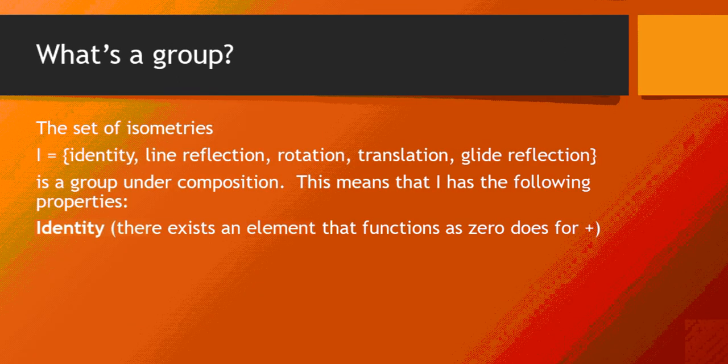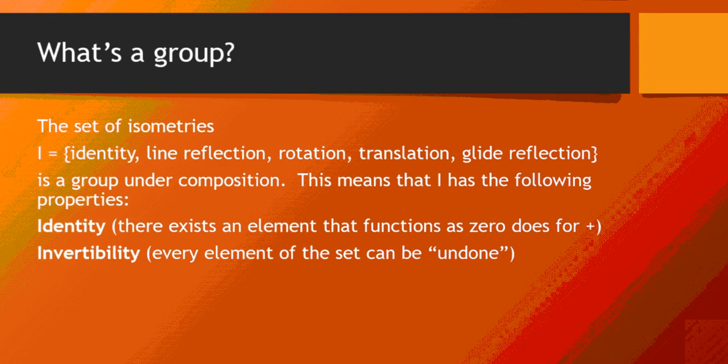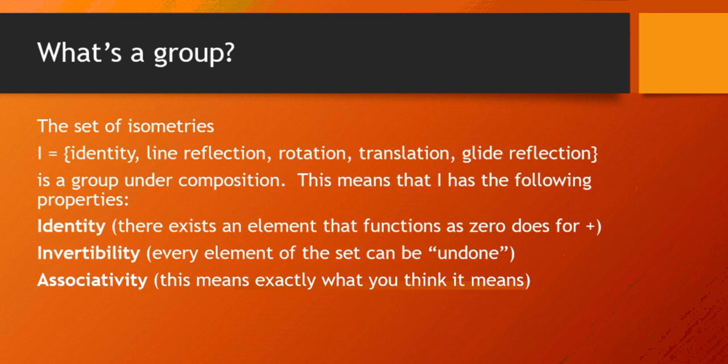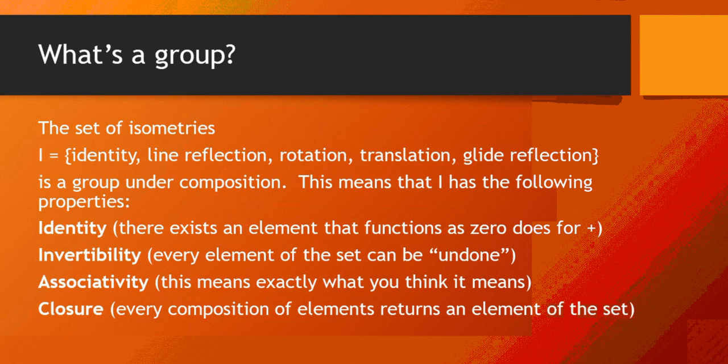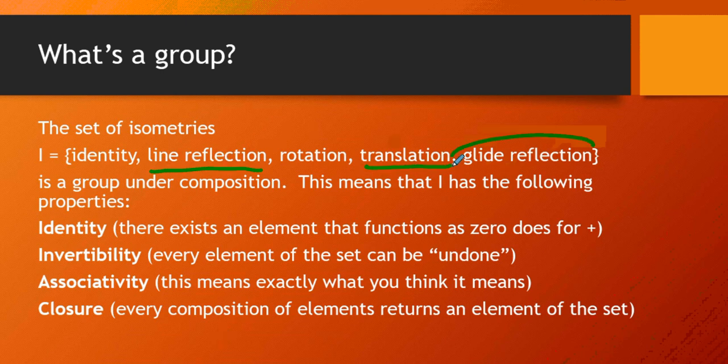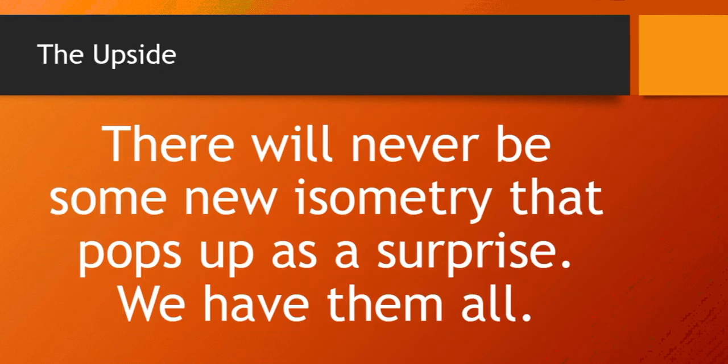What's a group? It means that there is an identity, there's something that does nothing. There's invertibility, everything that's done can be undone. There's associativity, and there's closure. Closure: if we do reflection and translation, that composition has to be in the group. Otherwise, it's not a group. And that's the only reason that glide reflection is a thing.